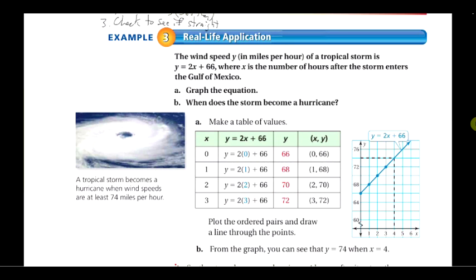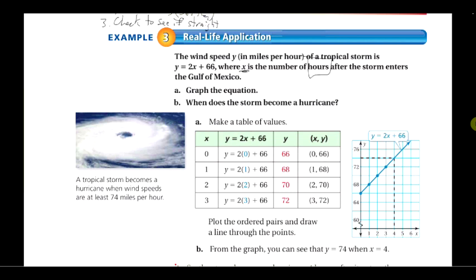And I'm back. They give us a little equation. Here they're talking about the wind speed y, in miles per hour, of a tropical storm, and they give you this equation that figures out what the wind speed would be. However, your other variable, what would make the difference in wind speed, would be x, the number of hours after the storm enters the Gulf of Mexico. So they figured out that when a tropical storm enters the Gulf of Mexico, it starts to become bigger and more ferocious and you can track it with this equation.